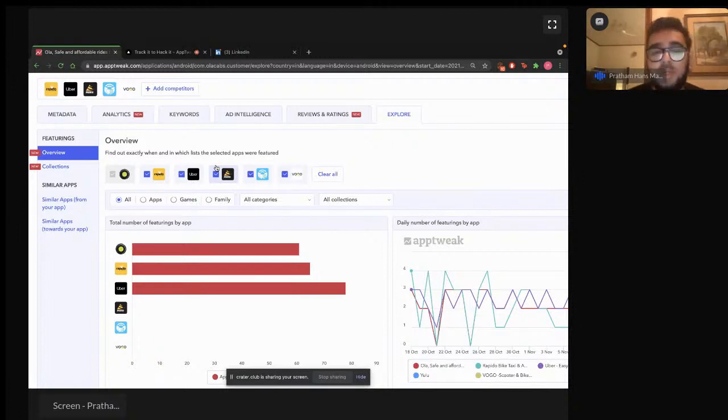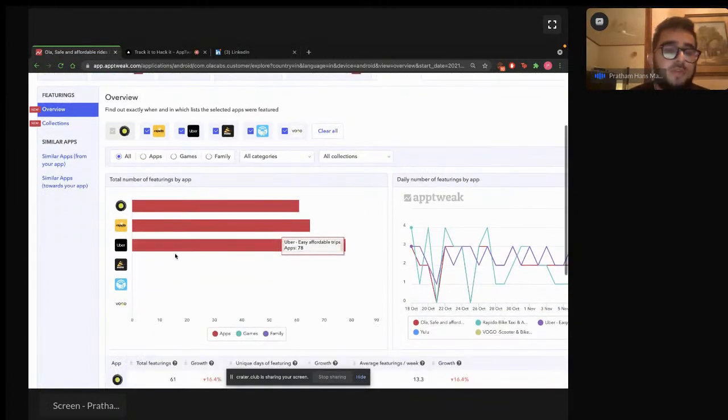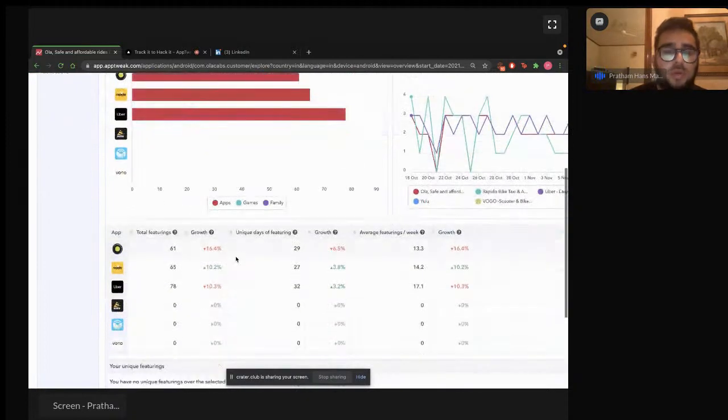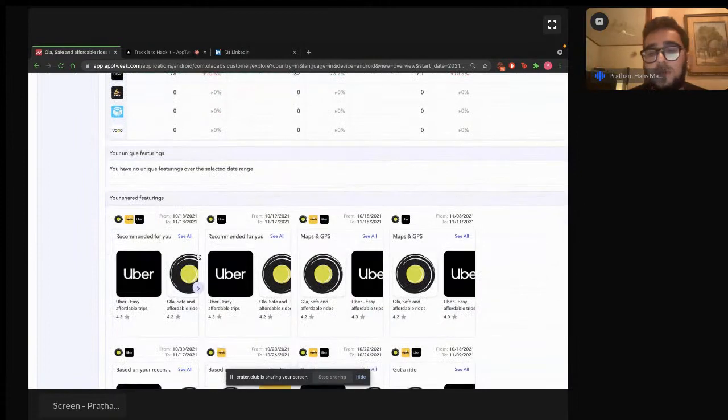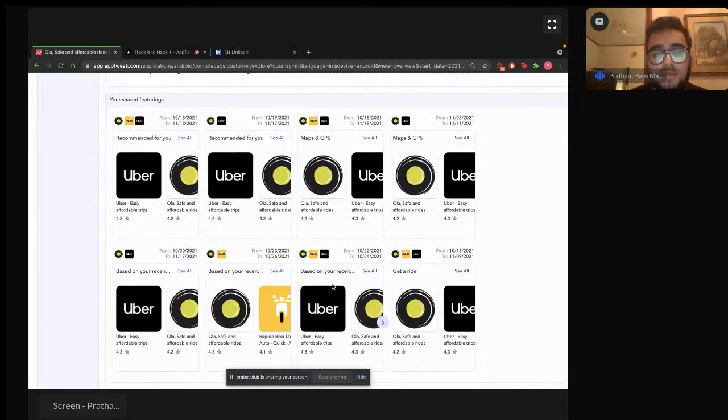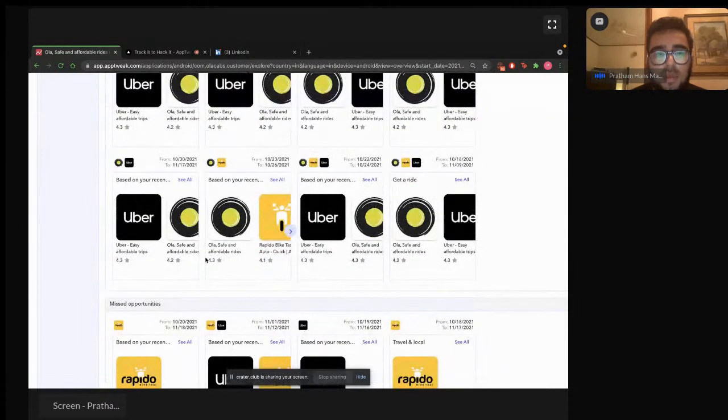Now, across the competitors here, we see that Uber has been featured the most, followed by Rapido and then Ola. And you can understand over a period of time what the unique featuring is and how much average featuring they're receiving per week, but also understand the kind of stories they're being featured on. So Rapido, Uber, Ola are consistently being featured on maps and GPS, Get a Ride, and so on.